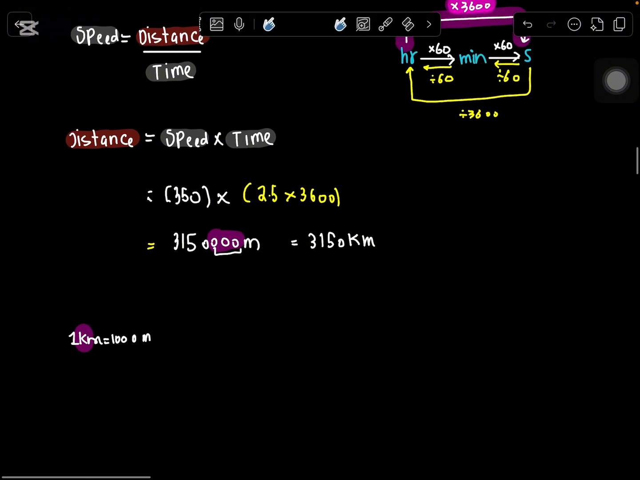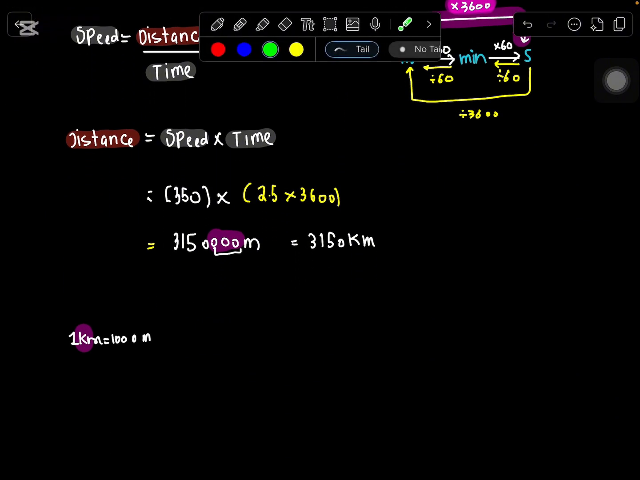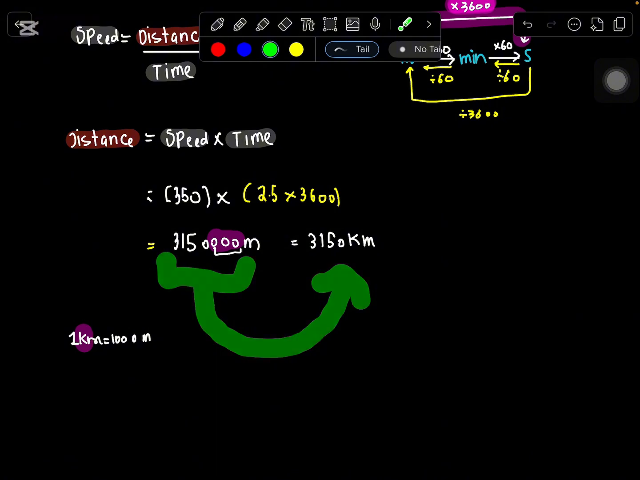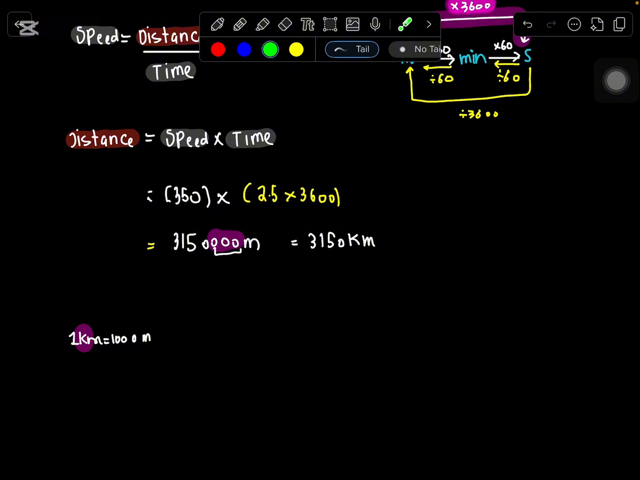Okay, so we learned about one more thing here, which is the prefix. We call this the kilo prefix. A kilo represents 1,000, and for meters, 1 kilometer is 1,000 meters. So to write that number down in an easier way, which is to make it smaller, we could just say 3150 kilometers. Okay, these three zeros are replaced by the prefix kilo.